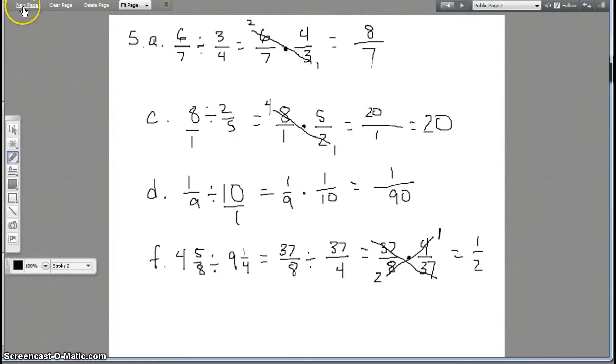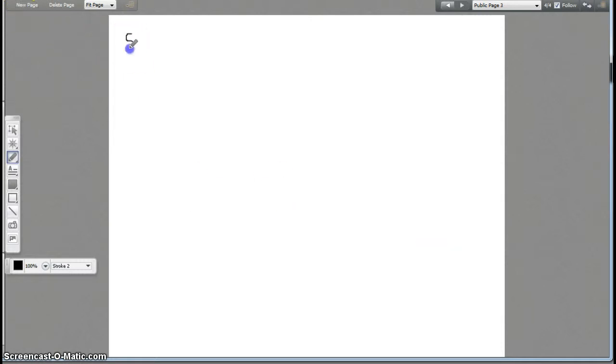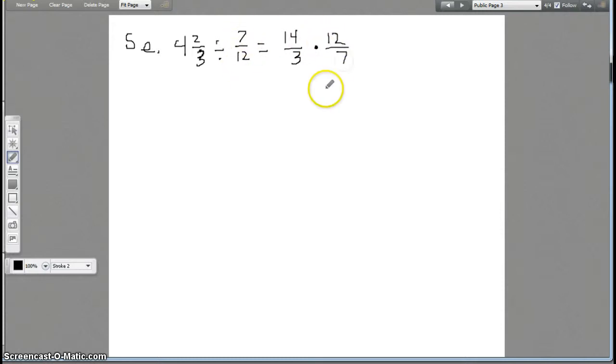We'll do just one more part so that we can do another mixed number problem, 5E. We have 4 2/3 divided by 7/12. Again, we cannot leave a mixed number as it is, so 4 2/3, I'm going to change that. 4 times 3 is 12, plus 2 is 14, so this is 14/3. I'm going to change my divided to a times. I'm going to flip over my fraction. 7/12 becomes 12/7.